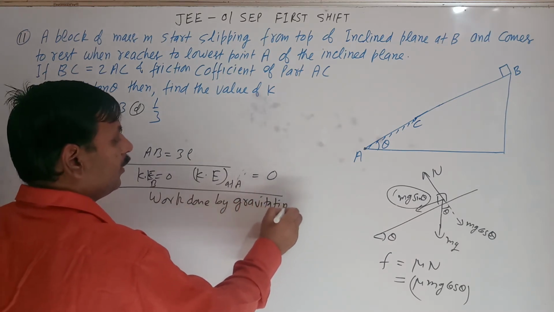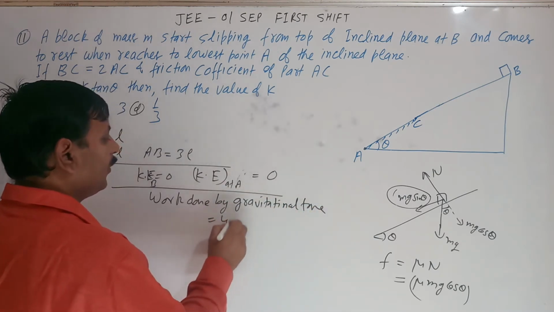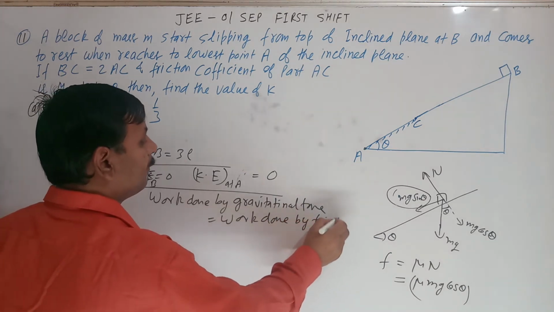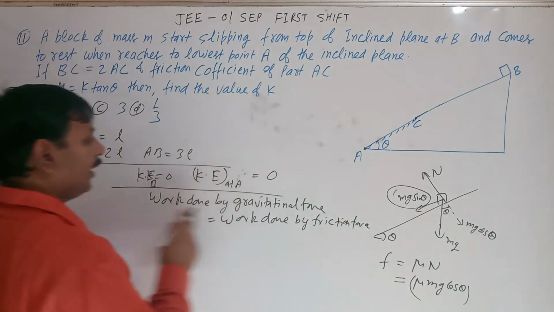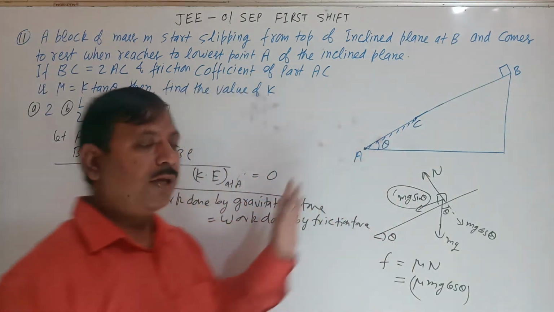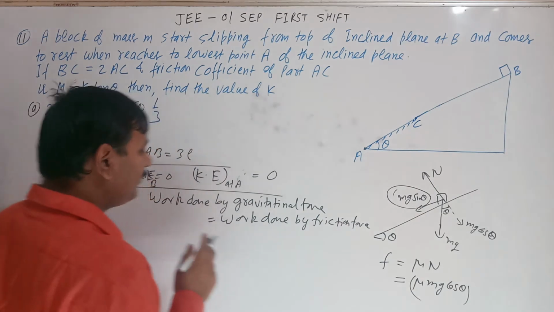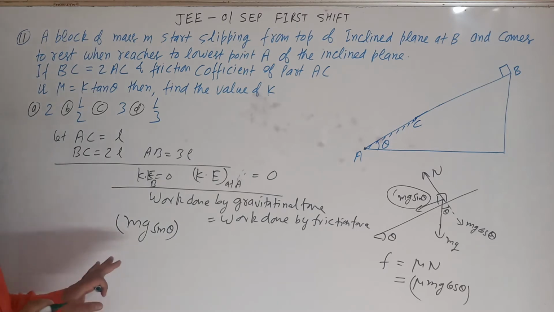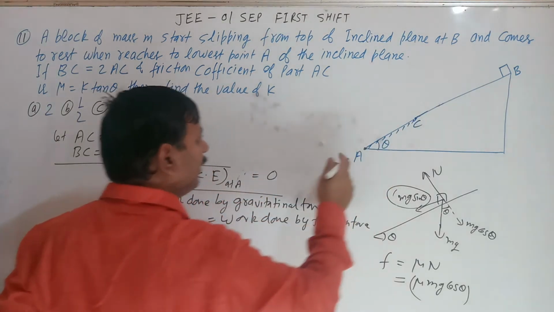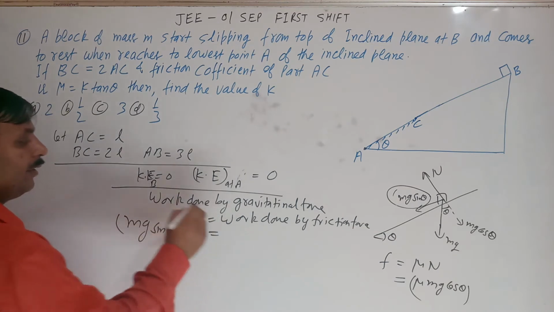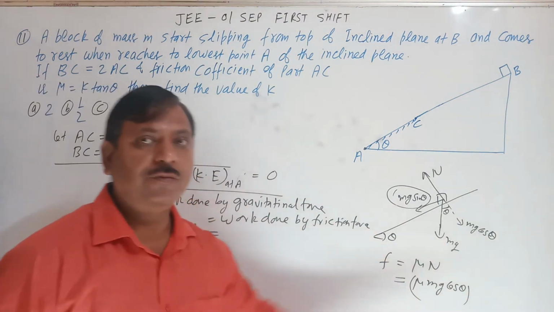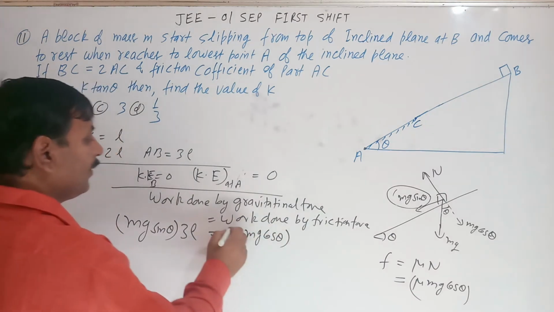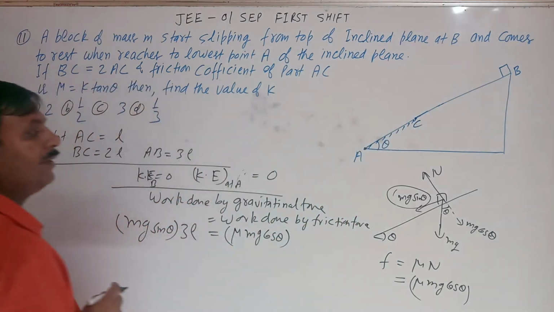Gravitational force is equal to work done by friction force. Here gravitational force will act from B to A, and that force is mg sin theta. So mg sin theta force acting along the incline, and total length AB is 3L, is equal to work done by friction force. So friction force will act how much? Mu mg cos theta, and this will act for length AC.